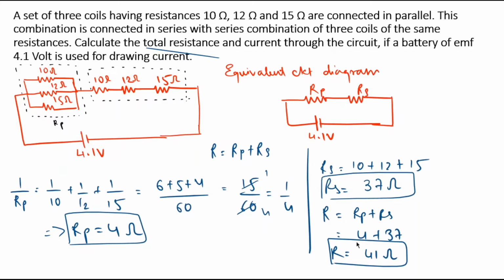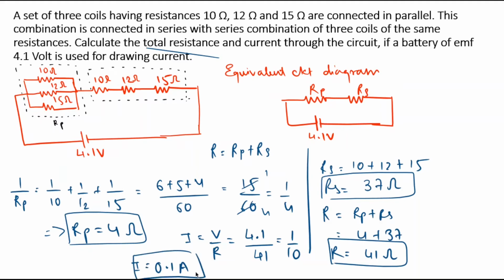Now we also need to calculate the current in the circuit. So we know from Ohm's law that I equals V by R. The voltage that is given to us is 4.1 volts and the resistance that we got here is 41 ohms. Now as you can clearly see, this is 1 by 10, which implies 0.1 ampere. So the current I is 0.1 ampere.